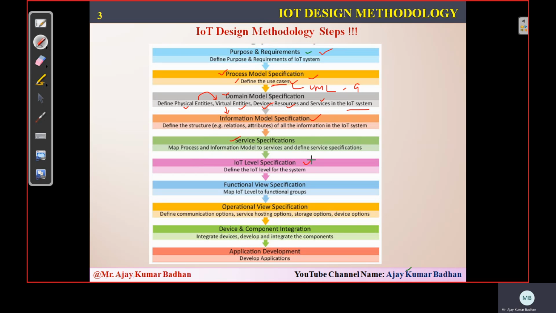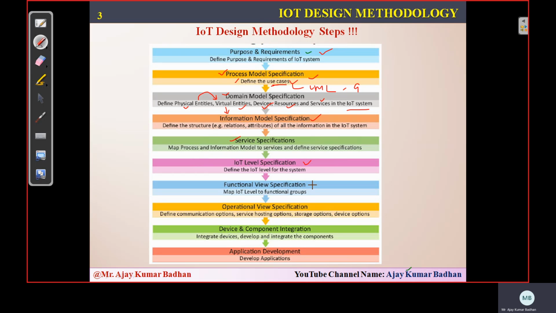And then comes the level specification. You are very much familiar, we have 6 levels. Which level we apply depends on the scenario we come across. As I told you, for home automation we are going to use level 1, and for your weather monitoring system we will be using level 6. And next is functional view specification. In functional view specification, what we are exactly going to do is map the IoT level to the functional groups.